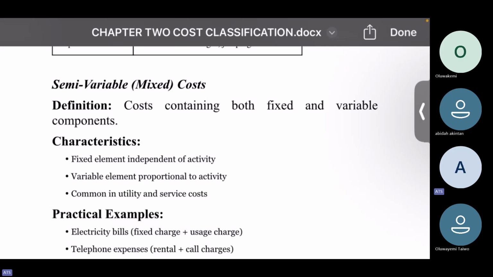Now, to deal with mixed costs, you need to be able to separate them, and we're going to talk about that shortly. You need to be able to separate them into fixed and variable costs before you can make decisions based on them.